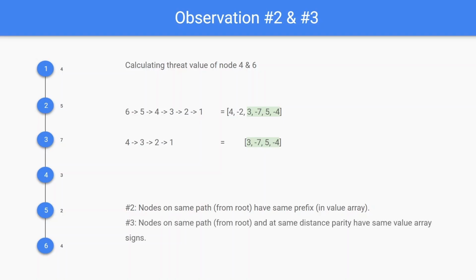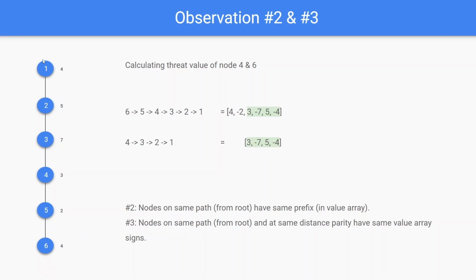Now the other observation, observation number 3, is that nodes on the same path that are also at the same distance parity. Same distance parity means they are on the same level in terms of odd and even. So all of the nodes which are at even distances from the root, for example, and also all of the nodes which are at odd distances from the root, for example, 0, 1, 2, 3. Node 4 and node 6 are at distance 3 and 5, right?